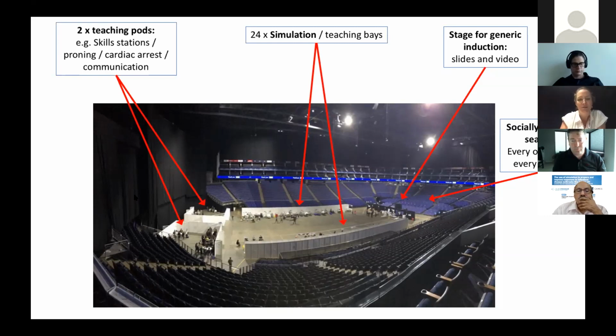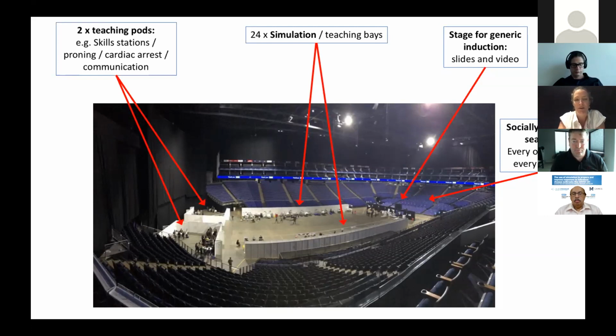And then we tried to use the space creatively as well. So here we set up a couple of pods, as you can see, for teaching skills on the arena floor. We ended up using these for clinical skills training, for basic life support, and various other things as we went through the program. Now, the arena also has a large backstage area, large concourse areas, which is normally where the food and drinks are served, and then executive suites and things like that.